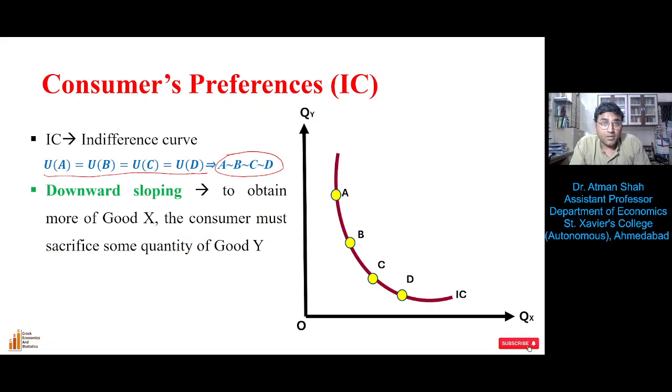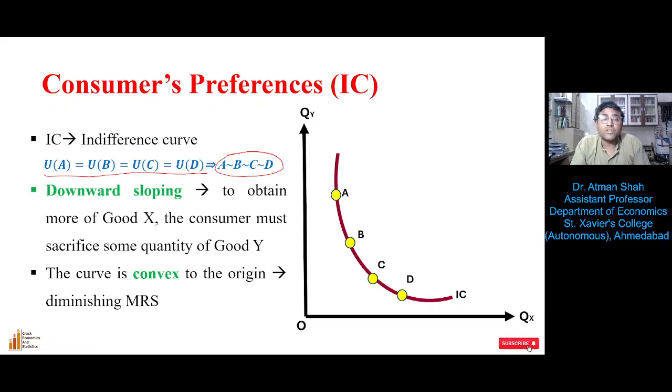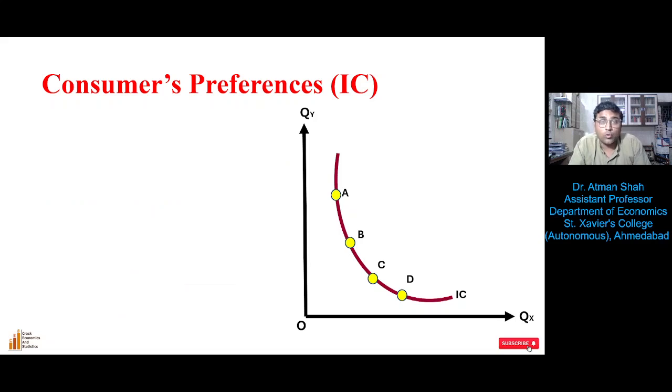Now it is downward sloping. Why is it downward sloping? Because the entire income is already spent on the two commodities, and therefore if the consumer wants to increase the consumption of one commodity, he has to reduce the consumption of the other commodity. And second, the curve is convex to the origin. That means MRS is diminishing. For each additional unit of X, the consumer gives up fewer and fewer units of Y. That is why it is convex to the origin.